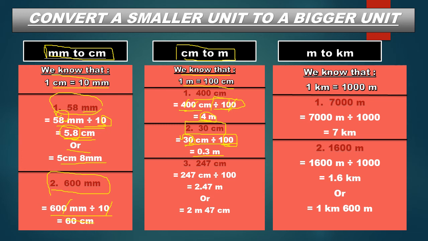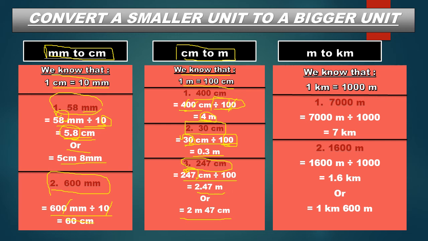In third example, the length given is 247 centimeter. Now divide 247 centimeter by 100. Again, move the decimal point backward by 2 digits because we are doing division here. There is no decimal point. We just suppose a decimal point after the given number and we move backward by 2 digits. So the answer will be 2.47 meter, or we can write 2 meter 47 centimeter.